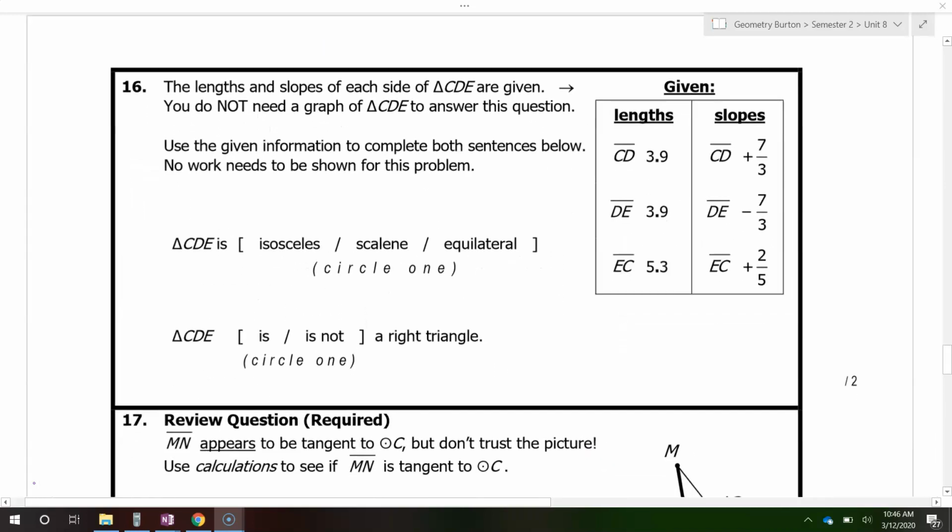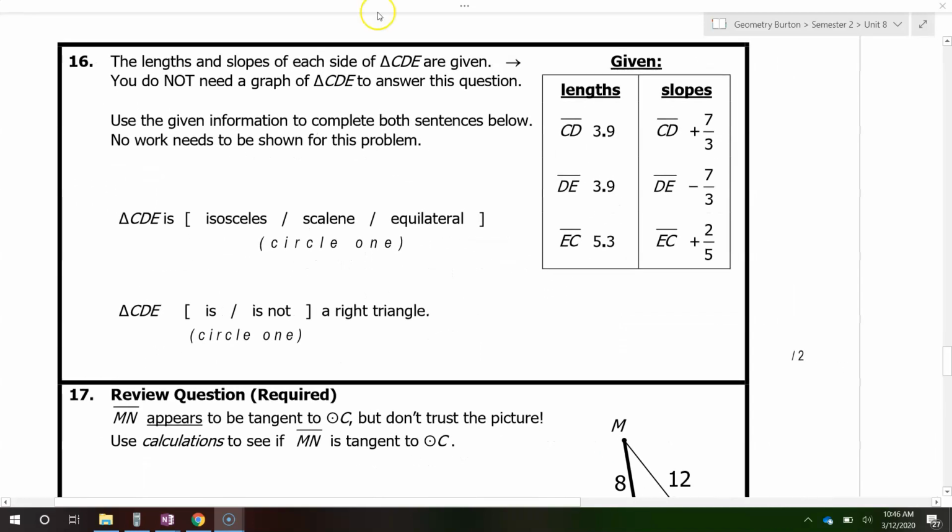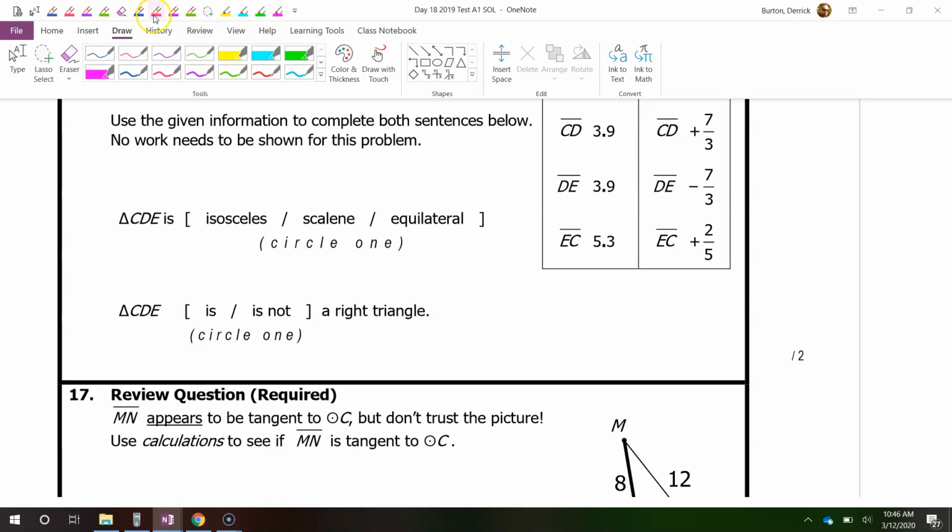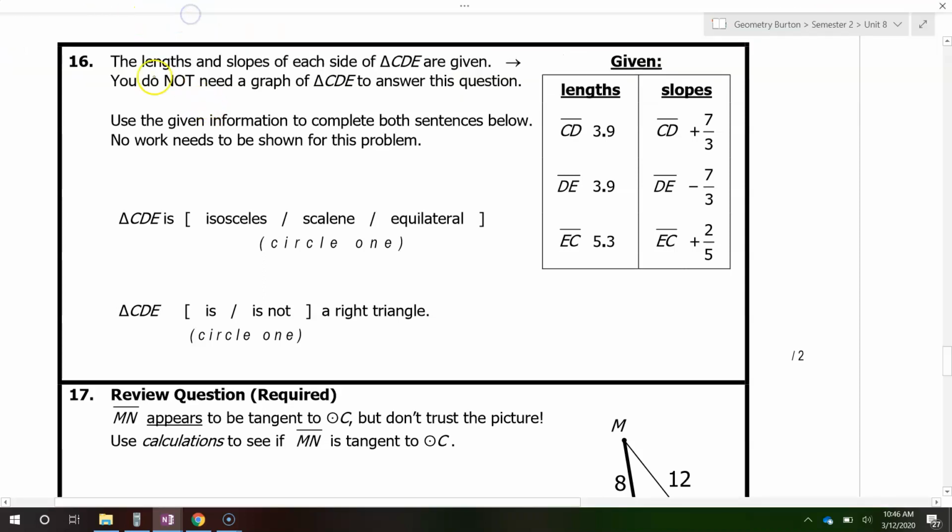Okay, let's move on to some simpler stuff. The lengths and slopes of each side of triangle CDE are given. You do not need a graph of triangle CDE to answer this question. So we have the lengths and we have the slopes of the sides of this triangle. Use the information to complete both sentences below. No work needs to be shown.